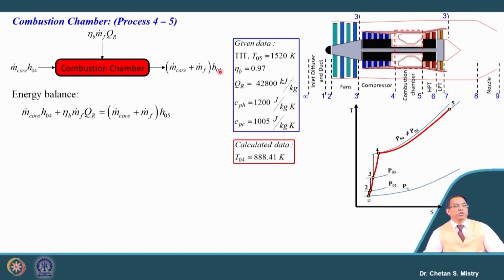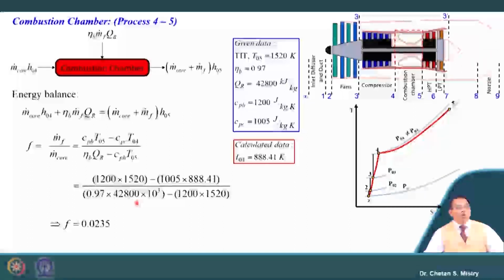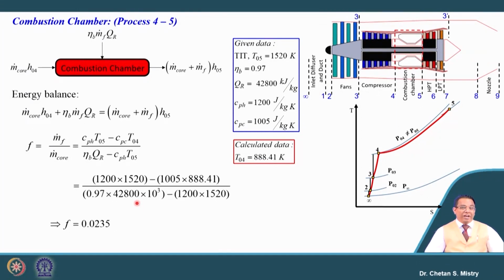Okay. So, now let us put this energy balance equation, which will give us an idea about the fuel air ratio. Based on the numbers we know, Cp value for hot gas is 1200, Cp value for air is 1005, temperature values are known to us, and the calorific value of the fuel is also given. So, if we put all these numbers, my fuel air ratio comes to 0.0235.